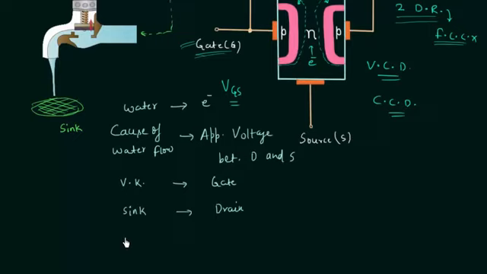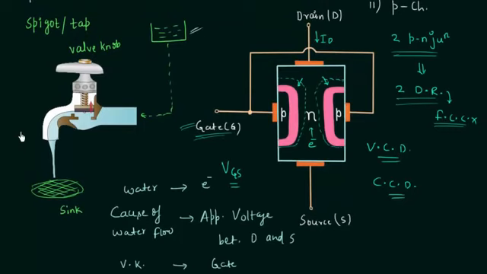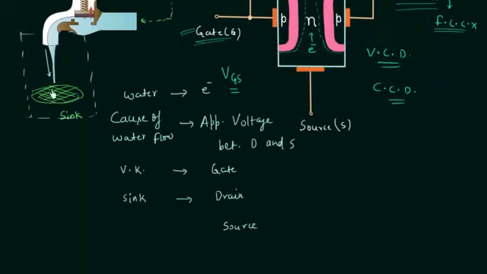The next comparison is between the source in case of JFET and the source of water in case of the spigot. The source of water is definitely the tank, the overhead tank, but if you see only this portion, then you will find the source of water. The source of water is nothing but the spigot. So the source of water is the spigot, and this water is going to the sink, which is working like the drain. So the spigot is working like the source in case of JFET.